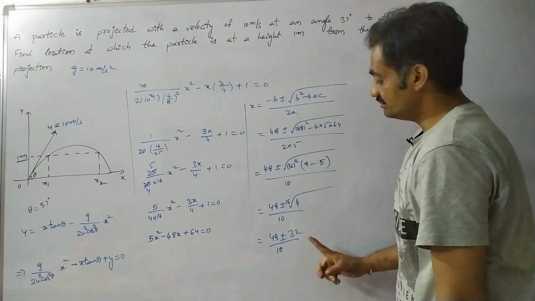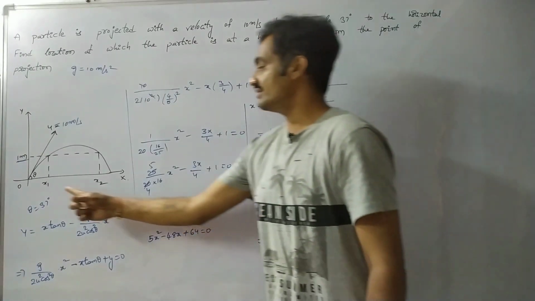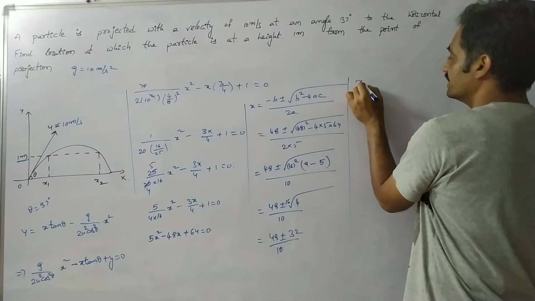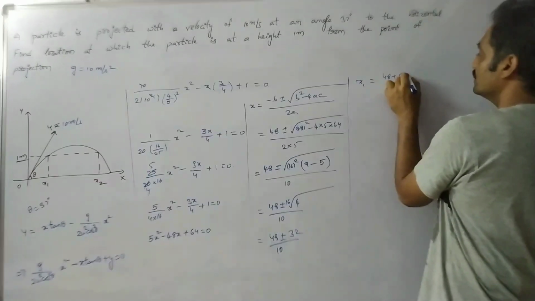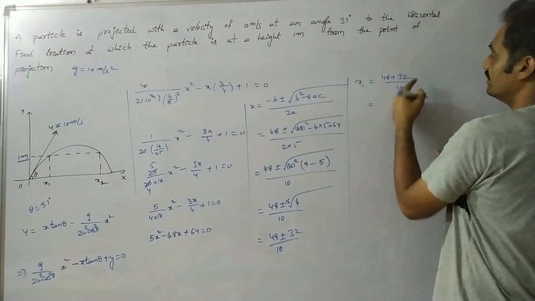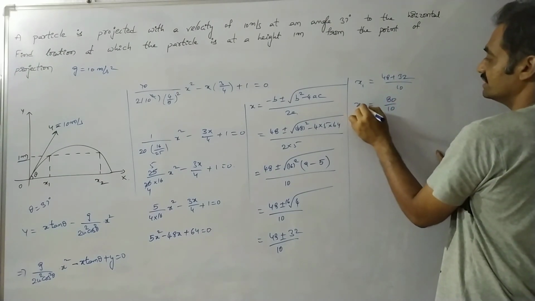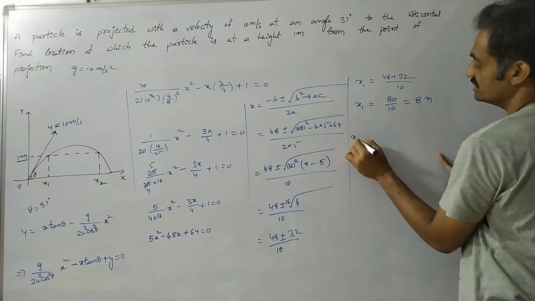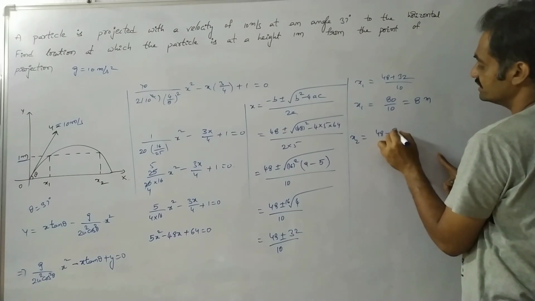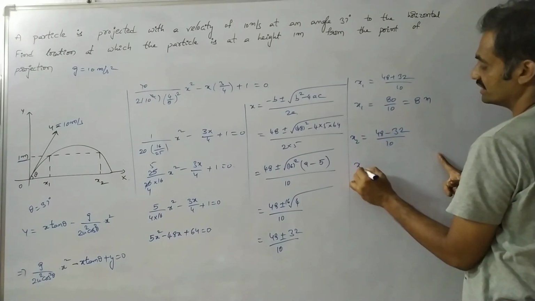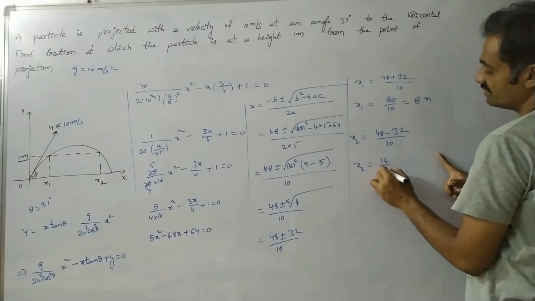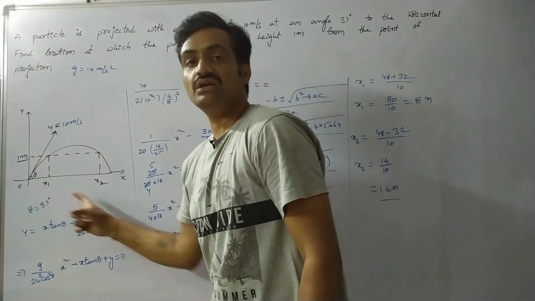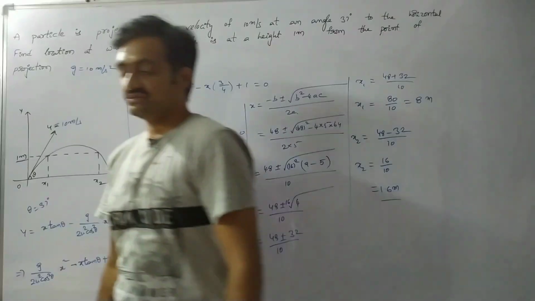32 by 10. So based on this, now we have to represent the positions of x1 and x2. Let us consider x1. x1 equals 48 plus 32 by 10. 48 plus 32 is nothing but 80 by 10. So x1 equals 8 meters. Whereas x2 is equal to 48 minus 32 by 10, which is nothing but 16 by 10, which is equal to 1.6 meters. So in this way we can represent the position along the horizon. Take a screenshot. We will continue.